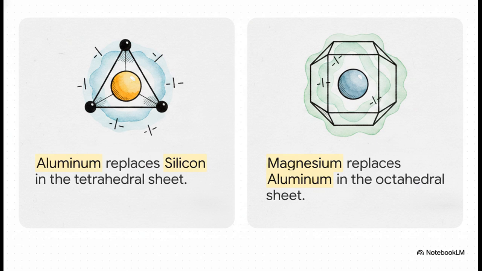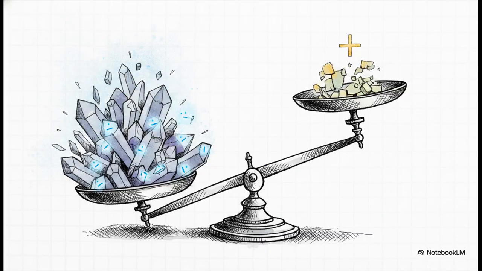Now, let's look at what usually happens. In a tetrahedral sheet, if aluminum substitutes for silicon, you get a net negative charge. Same thing in an octahedral sheet. If magnesium swaps in for aluminum, that also leads to a net negative charge. But actually, scratch that. It can go the other way too. If an aluminum ion substitutes for a magnesium ion, you get a net positive charge. We actually see this characteristic play out in the trioctahedral sheets of some vermiculites and chlorites.